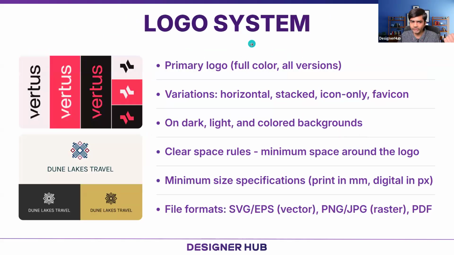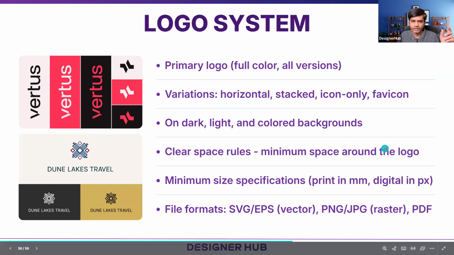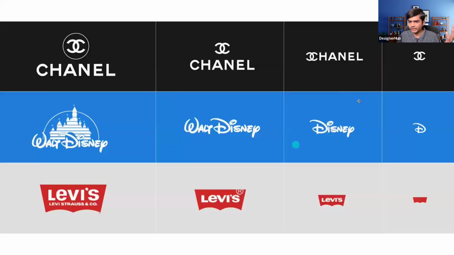What are the things that come in the logo system? The primary logo, the variations, dark, light, clear spacing rules, minimum size specifications, file formats like SVG, PS vector, PNG, raster, all of them. This is how it is all created. Like you can see the black on the vertical logo, the horizontal logo with an icon, or just the icon differently.